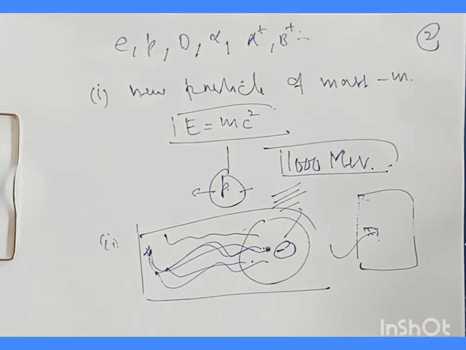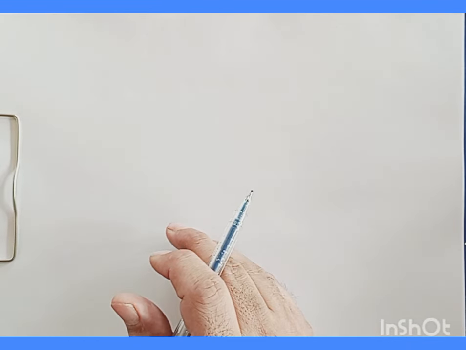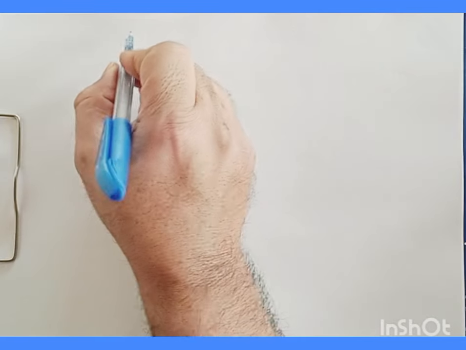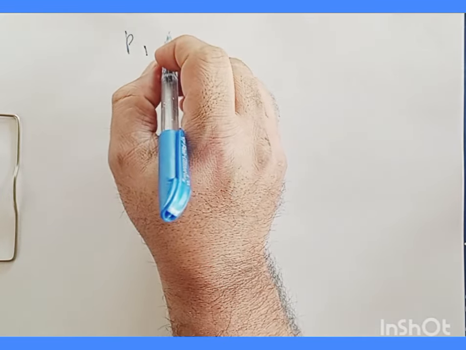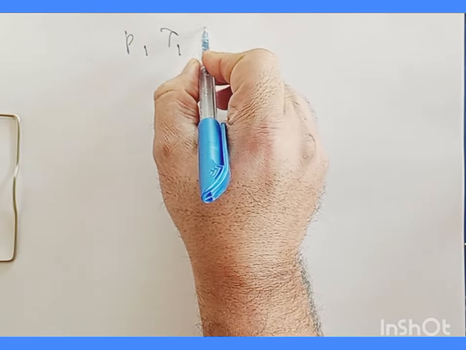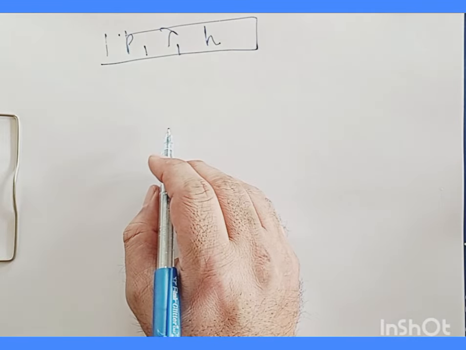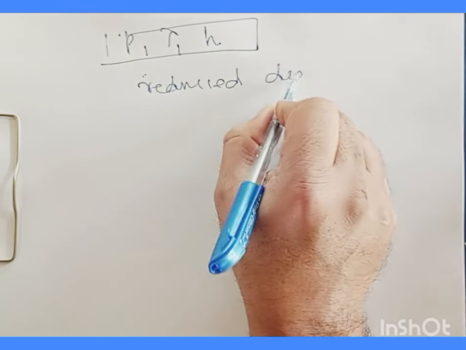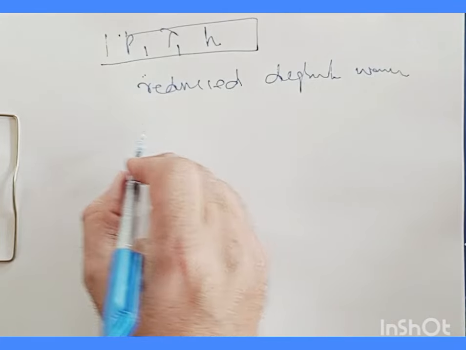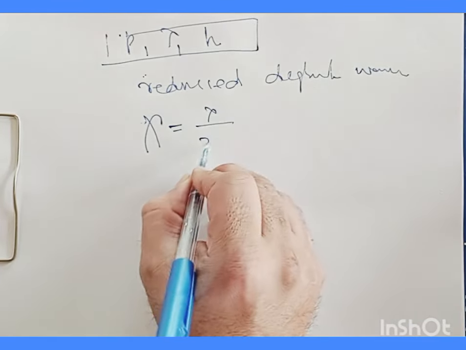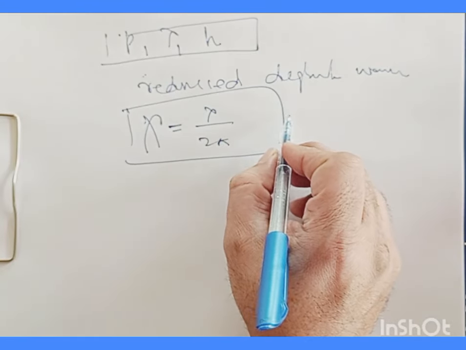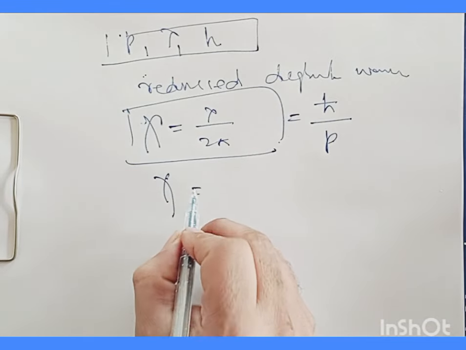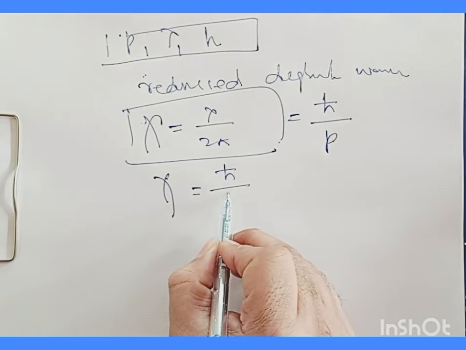Now let's take a small mathematical demonstration here. If I talk about the reduced de Broglie wavelength of a particle of momentum p, I have a particle. It has a momentum p, a wavelength lambda, and it has Planck's constant h associated with it. If I define the reduced de Broglie wavelength, we can write chi for that. This chi is lambda by 2 pi, and this is simply h cross by p.